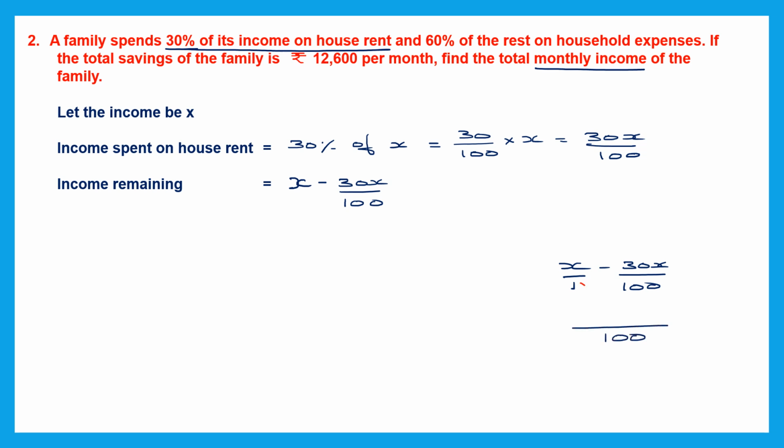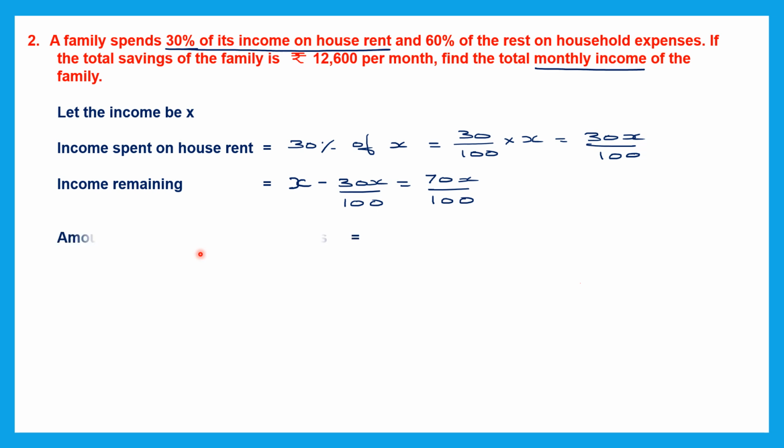Now take the first one. So this is 1 into 100. Multiply this also by 100. So that becomes 100x. And here we have 100 into 1. So we multiply this by 1. So that is 30x. So minus 30x. 100x minus 30x is 70x by 100. So the income remaining is 70x by 100. First we said let the income be x. From that some amount is spent, that is 30x by 100. So when we subtract both, what is remaining is 70x by 100.